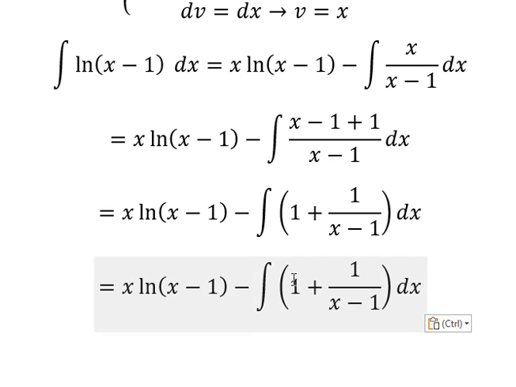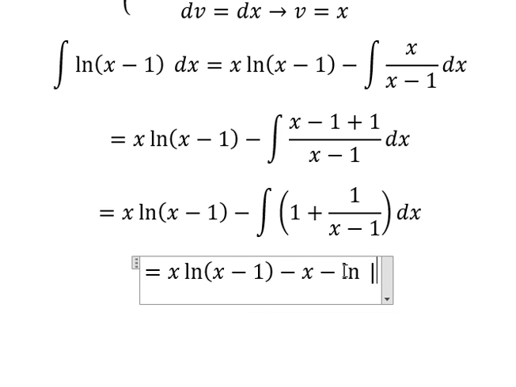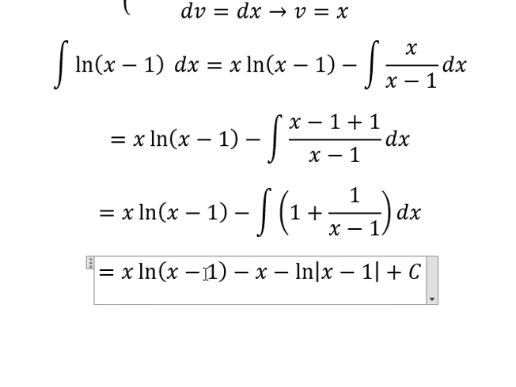So the integration of number 1, we have s. The integration of this one, we have negative ln of the absolute value of s minus 1. And now we can put the absolute value in here.